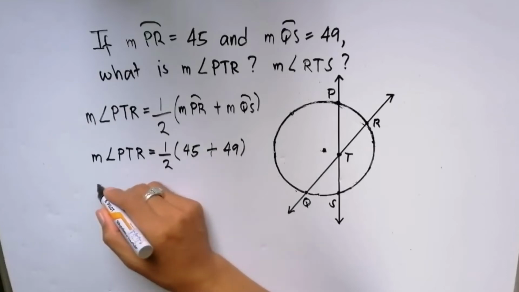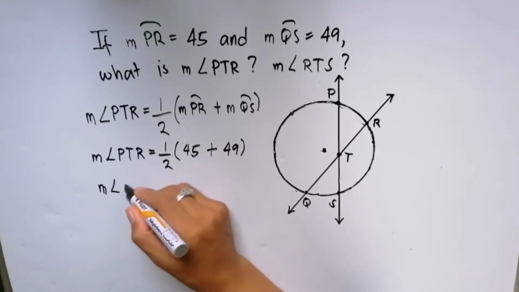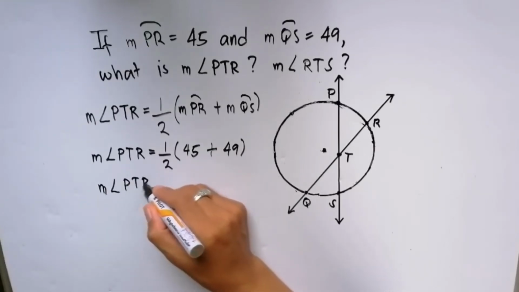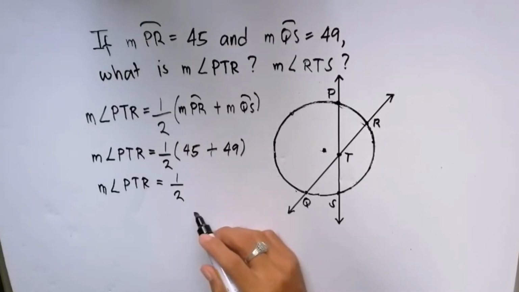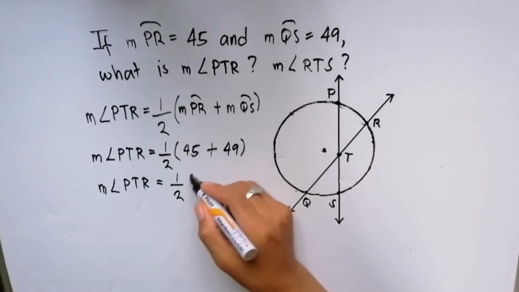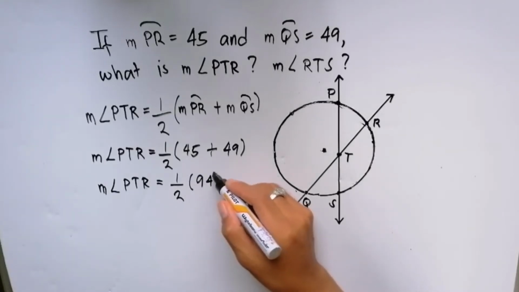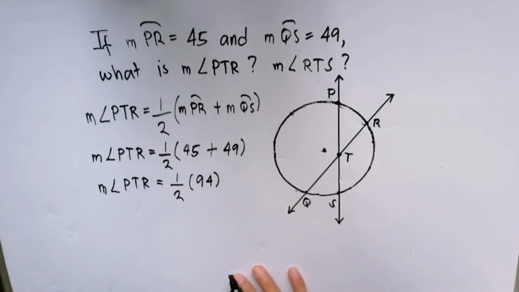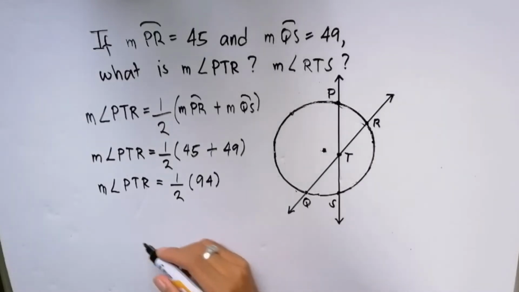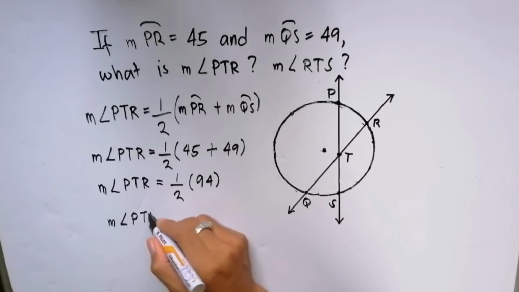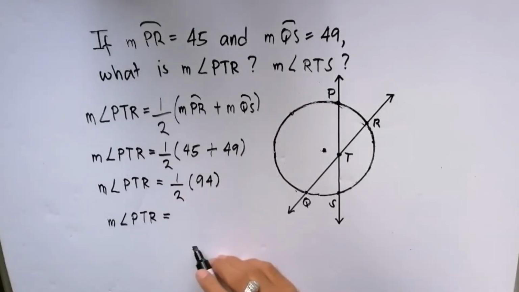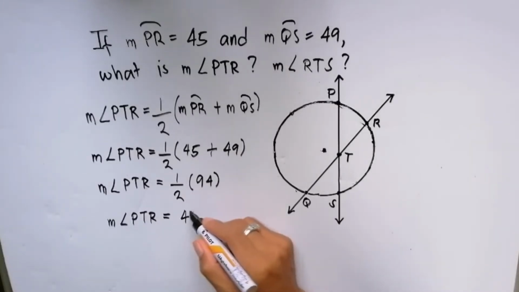Then the measure of angle PTR is equal to 1/2 times 94. So therefore, the measure of angle PTR is equal to 47.